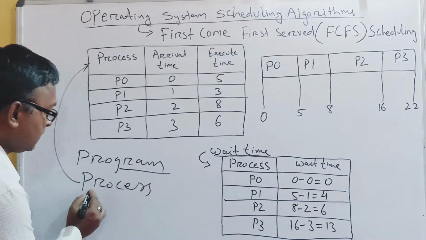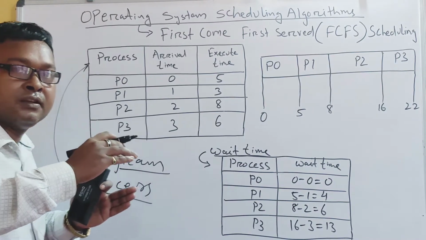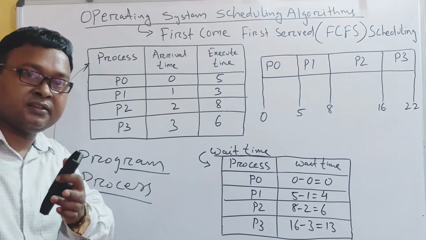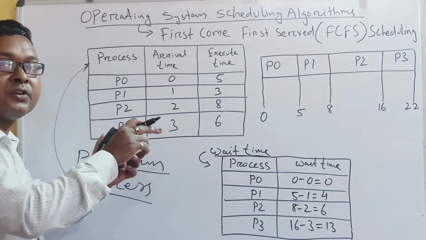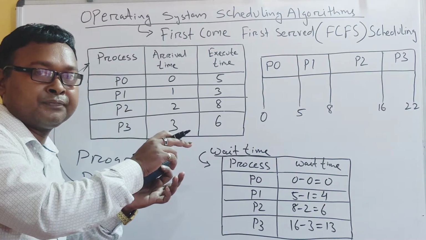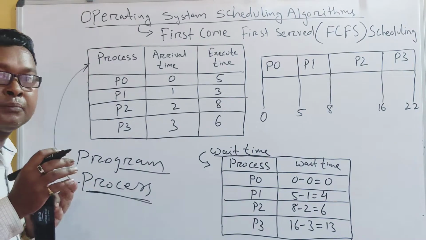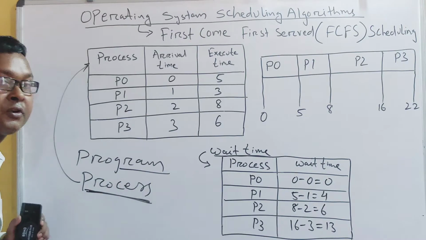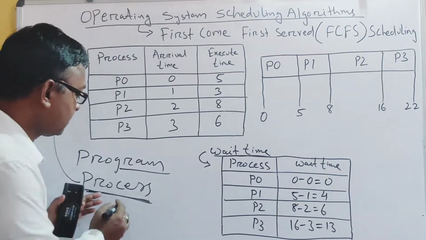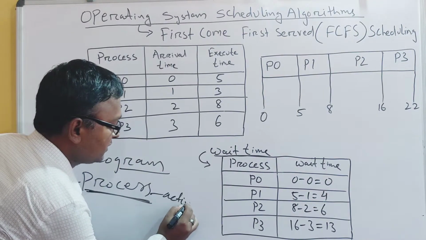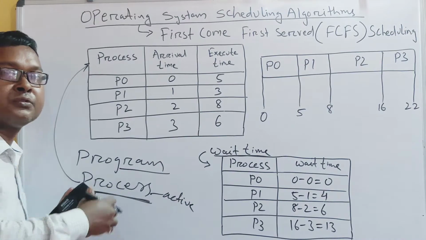What is a process? When this particular program from the passive state that was stored in the hard disk comes and gets loaded into your primary memory, that program is known as the process now. Right now the process is in an active state. That means it is ready to be executed. So it comes to the primary memory.